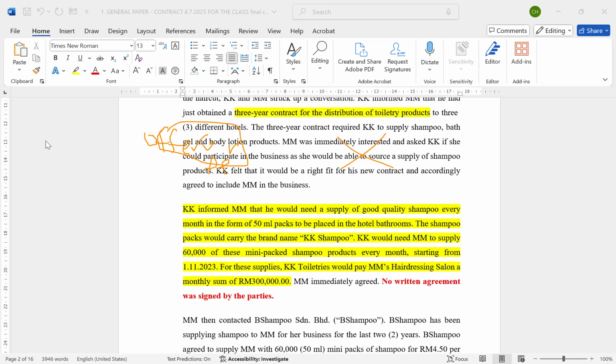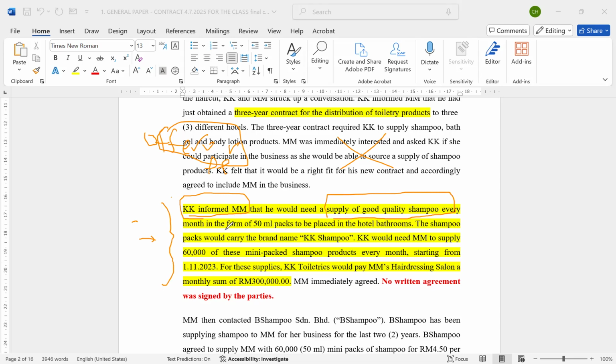Okay, but from the third paragraph onwards, you can see that some details are coming on. KK informed MM that he will need a supply of, you see, every single word is very important from this third paragraph onwards. He will need a good supply of good quality shampoo every month. And you can get the exact obligation, what KK needs to do and what MM will need to do.